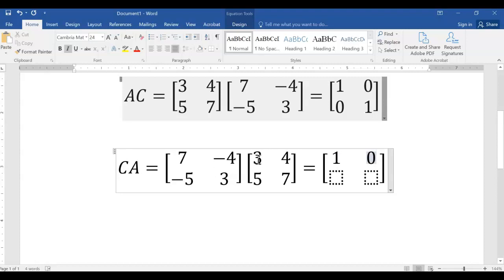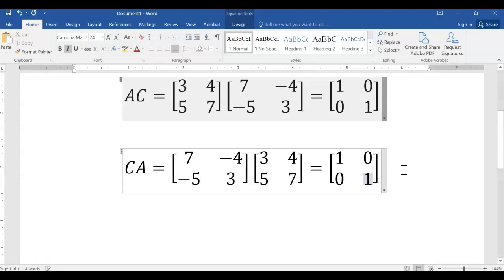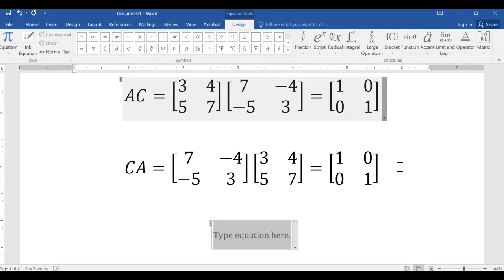Negative 5 times 3, positive 3 times 5, that's going to give you negative 15 plus positive 15, that's going to give you another 0. And negative 5 times 4 plus 3 times 7, that's negative 20 plus 21, gives you a 1. All right? So in that case, what we see is that these two matrices are inverses of each other, okay?